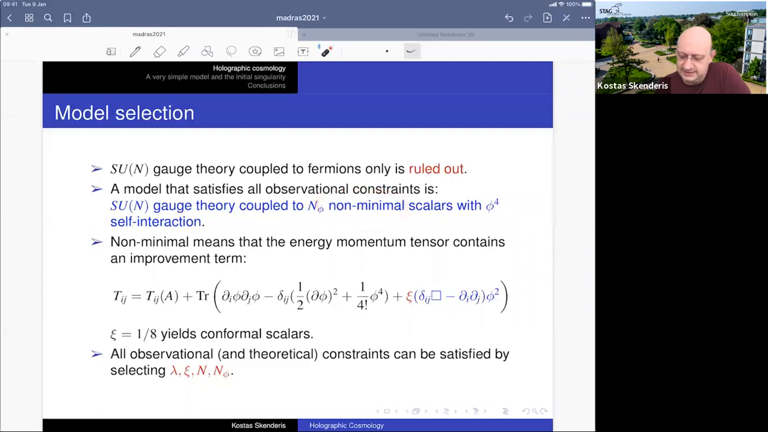Non-minimal here means that the energy momentum tensor, apart from the usual terms, also contains a so-called improvement term multiplying a new parameter. If this new parameter were 1/8, we'd get conformal scalars, but we're considering non-conformal scalars, other values of psi. And then you can fit everything we see in the power spectrum by just choosing these 4 numbers. Actually, what is crucial is the values of psi, this non-minimality parameter, the number of colors, and the number of scalars. Lambda can be set to pretty much any value without affecting the fit. So the data is sensitive to 3 numbers.